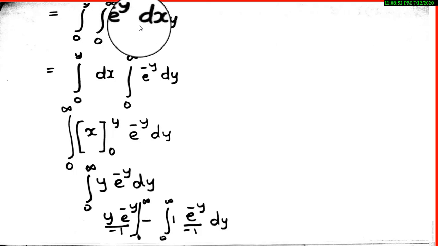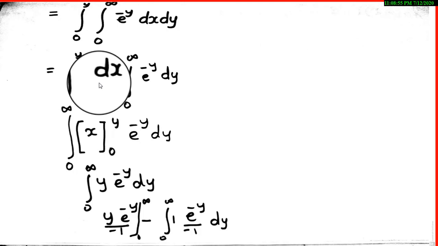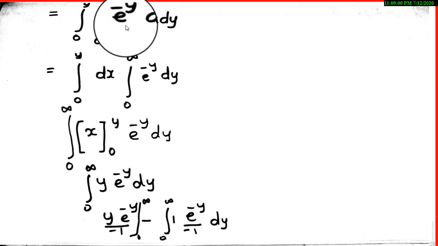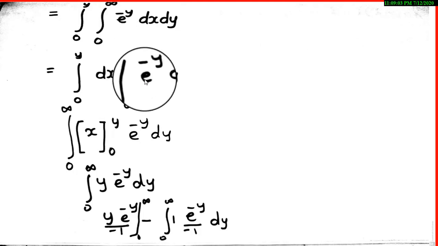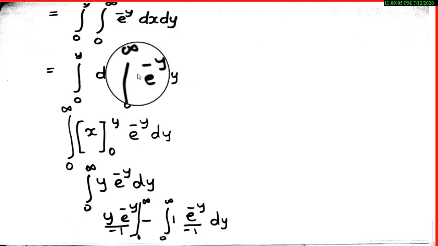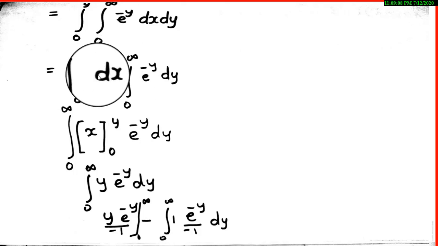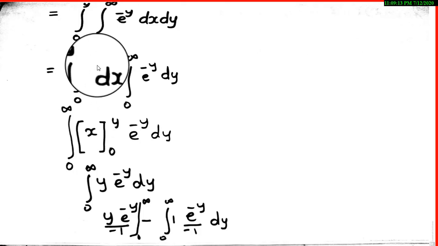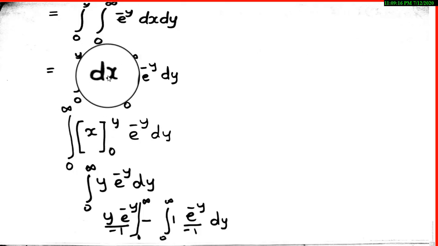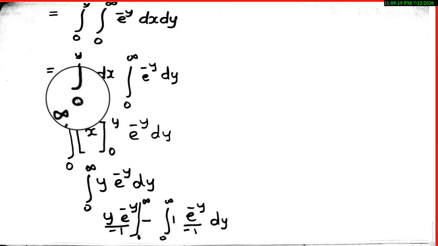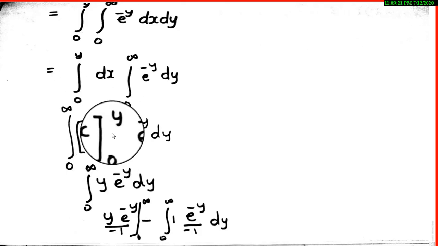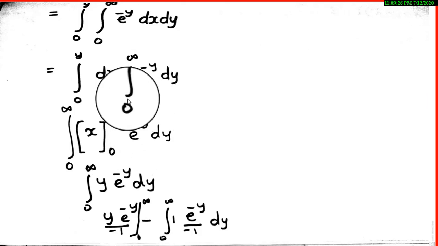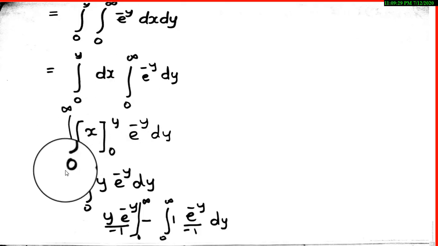Now let us split it to make it easy. With respect to x, the limits are 0 to y, dx. With respect to y, I have e power minus y dy with the limits 0 to infinity. Let me first do the integration for this one. If I integrate dx, I'll get x over the limits 0 to y. I'm keeping the function e power minus y dy as it is, with limits 0 to infinity.